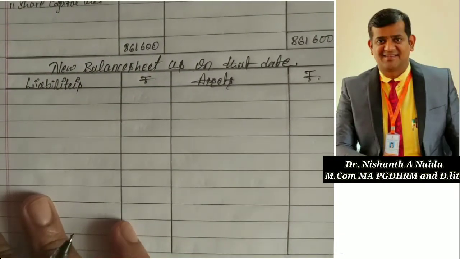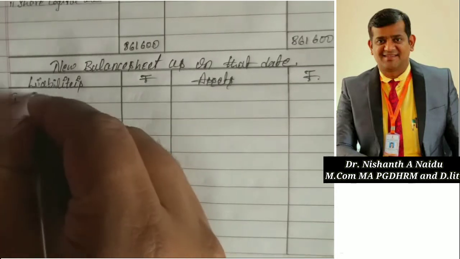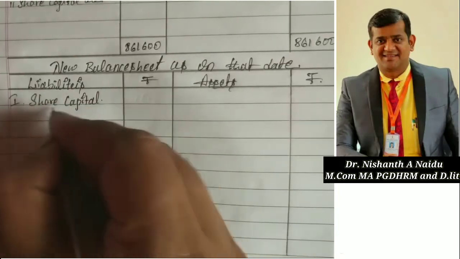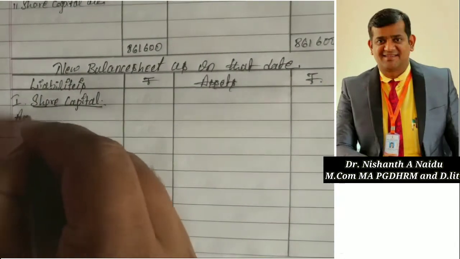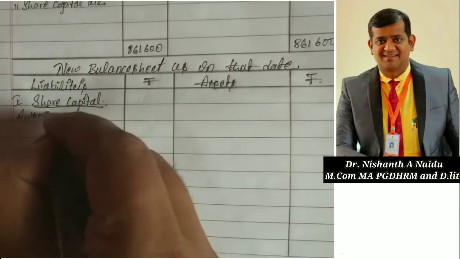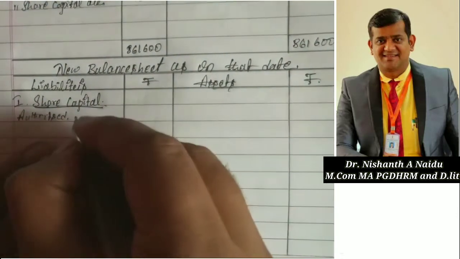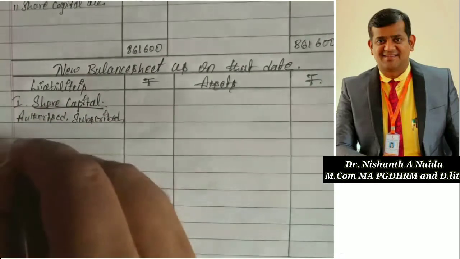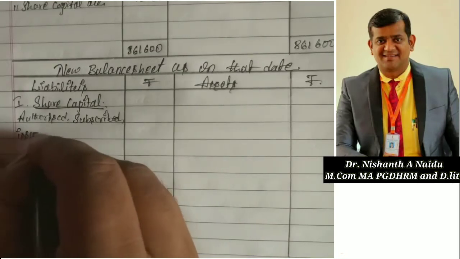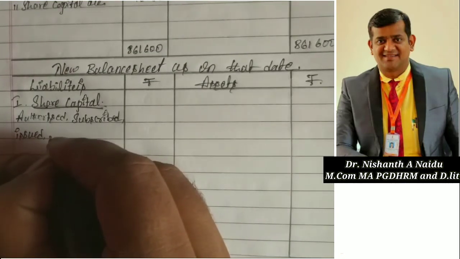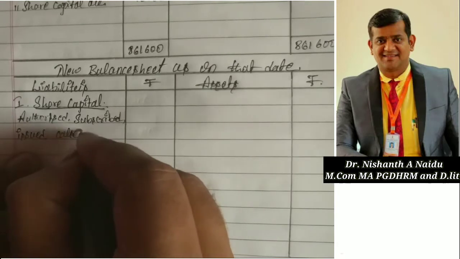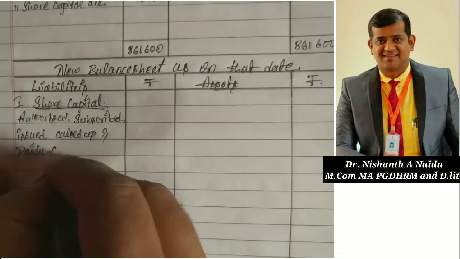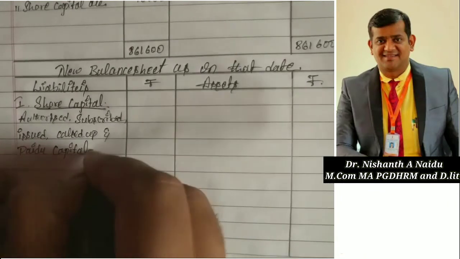Okay, so on the liability side, first what we are going to do, we write share capital. Share capital, under that authorized, comma, subscribed, comma, issued, comma, called up and paid up capital. Called up and paid up capital.